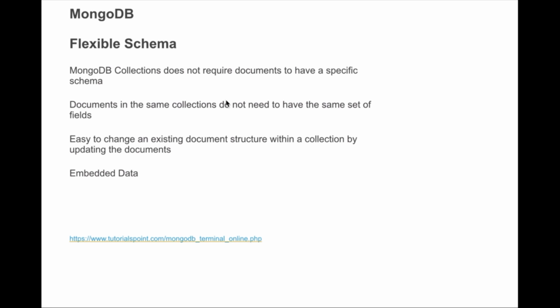This is the difference when working with MongoDB. When we're working with MongoDB, collections do not require documents to have a specific schema. Documents in the same collection do not need to have the same set of fields. It is easy to change an existing document structure within a collection by updating the documents. We also have the ability to embed information within a document. We will see an example of all of these as we begin creating our collections.